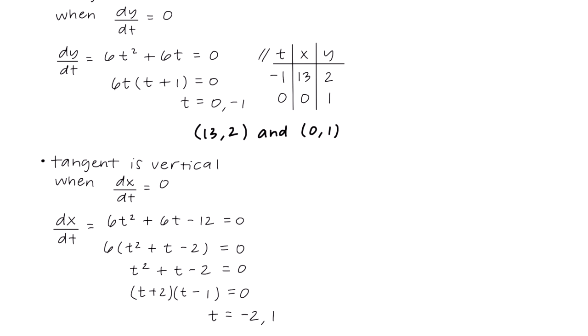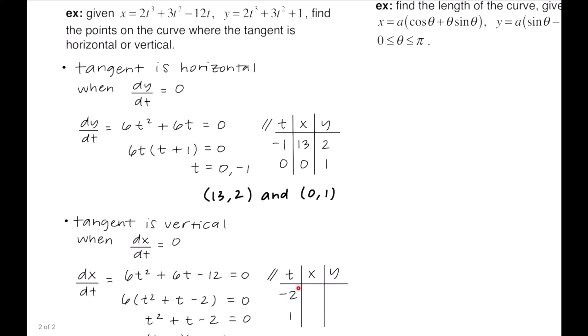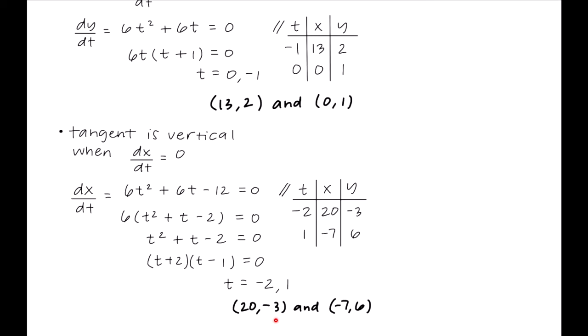So now we're going to set up our t, x, y chart. All right, so we're going to plug in negative 2 for t right here to solve for x, and you end up getting 20. Next, we're going to take 1 and plug it in for t to solve for x, and you get negative 7. We're going to do the same thing for y. We're going to plug in negative 2 for t right here to get y. And then last, we're going to plug in 1 for t here to get y. So the points on the curve where the tangent line is vertical are (20, negative 3) and (negative 7, 6).